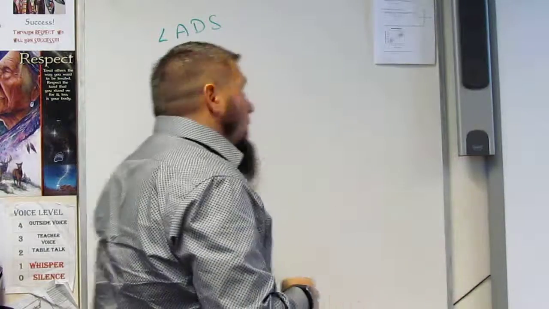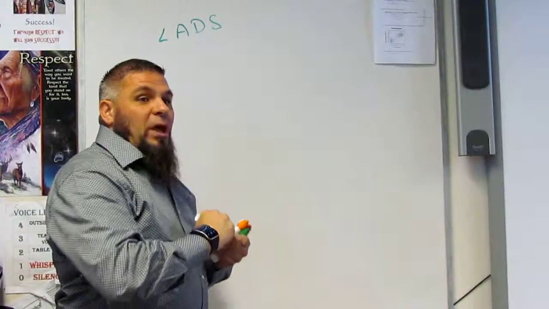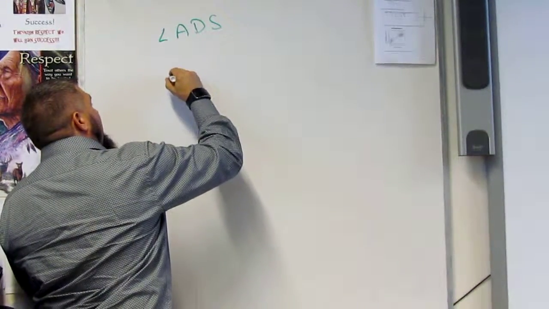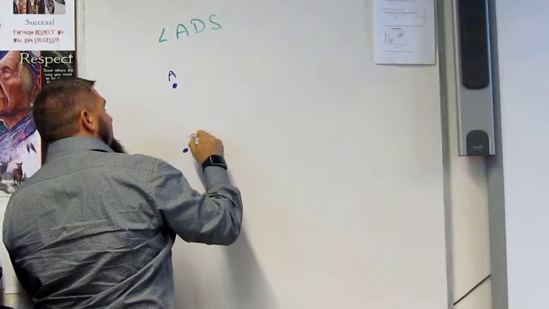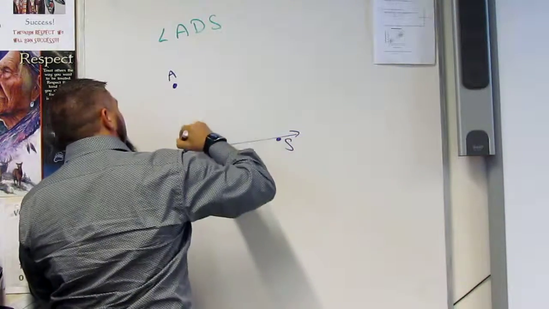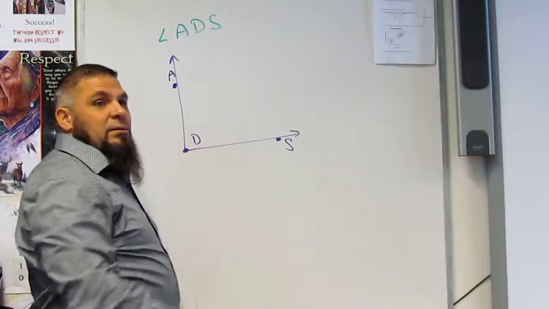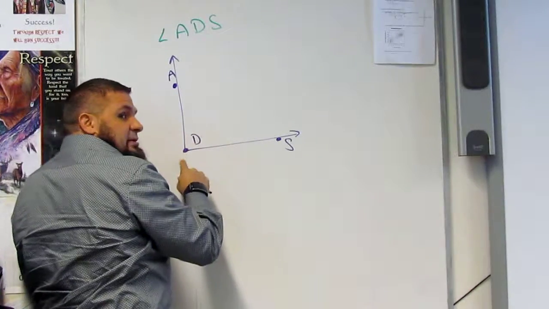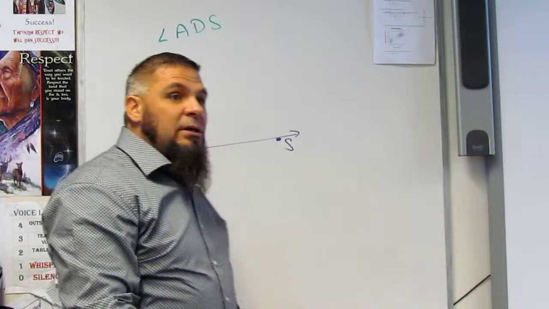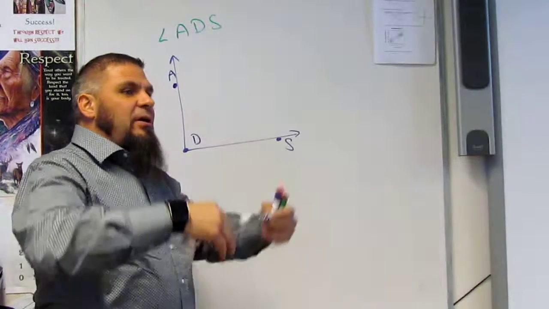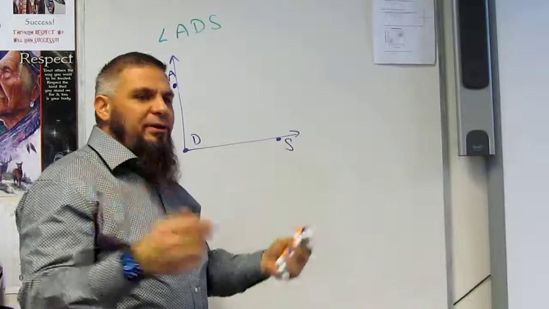Okay. So if I do ADS, that means I need to make sure that the angle is created at D. Anytime we say angle ADS, that means the angle is created at the center, the middle letter. Does that make sense? Now, if I have another letter, give me another letter. I.